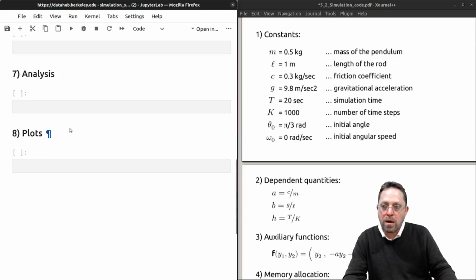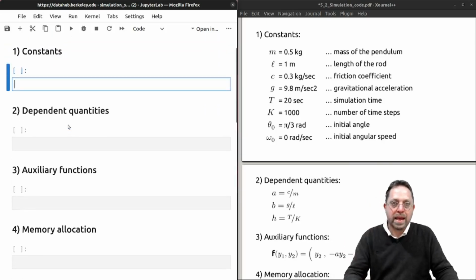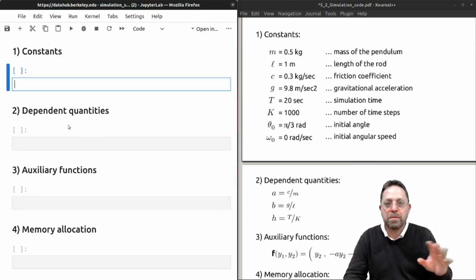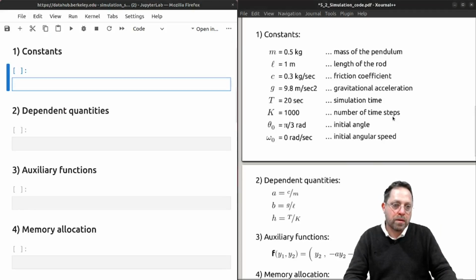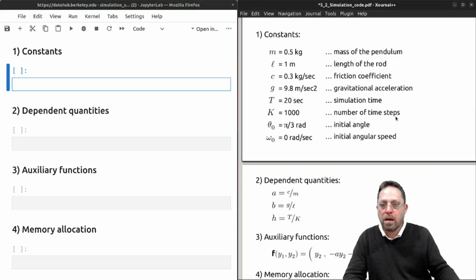So now we are going to implement these 8 steps for the simple pendulum. And on the right here, we have a sort of cheat sheet that's going to help us along. All right, so first with the constants.